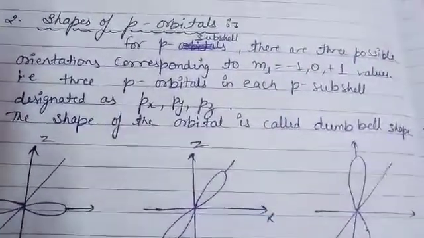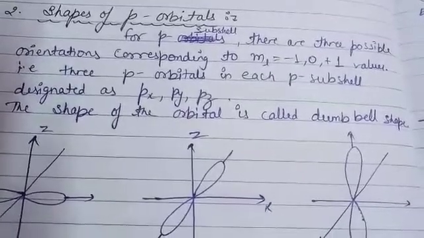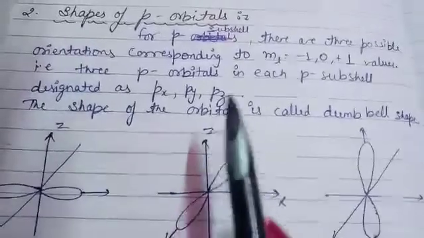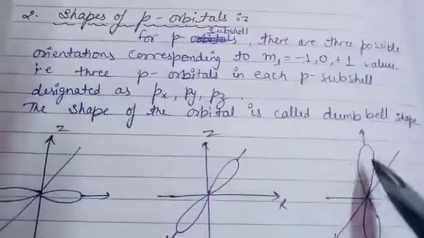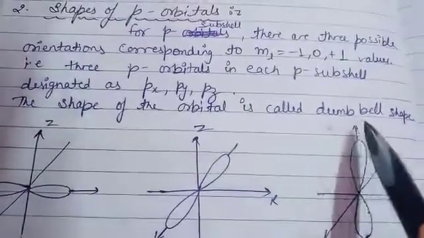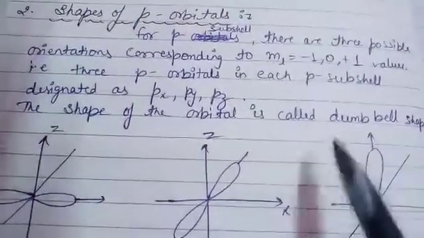Now in case of p orbital, the shape of p orbital is dumbbell shape, because we are talking about shape. They are dumbbell shaped, like the dumbbells used for simple exercise. Single lobed dumbbell shape, this one.